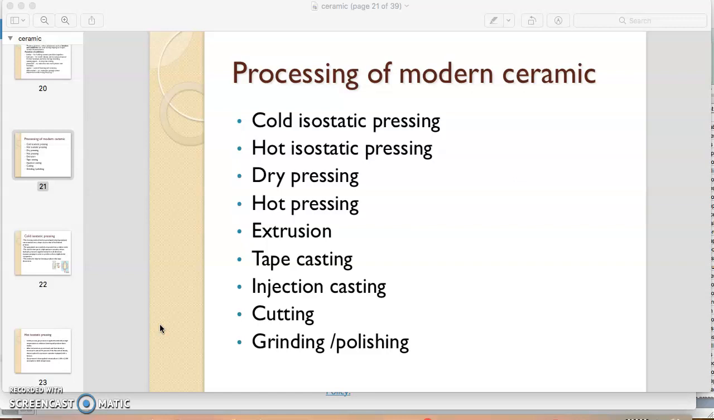Modern ceramic can be produced using various methods such as cold isostatic pressing, hot isostatic pressing, dry press, hot press, extrusion, tape casting, injection casting, and also in secondary processing, we can apply cutting and grinding or polishing.